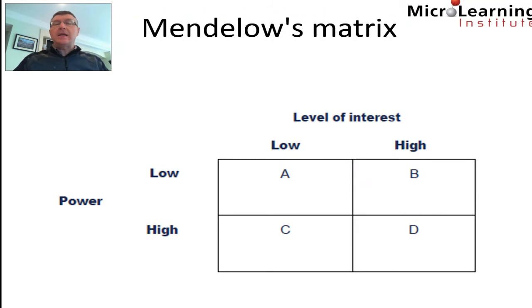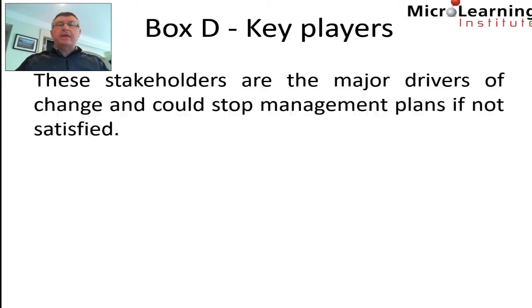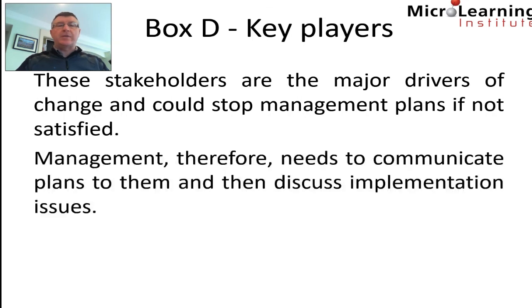Finally, let's have a look at the key stakeholders, who are the guys in box D. And we can see that these stakeholders possess high power and also possess high levels of interest in the strategy being pursued. Mendelow refers to these types of stakeholders as key players in the strategic direction of the organization. These stakeholders, they're the major drivers of change, and they could stop management plans if they are not fully satisfied with the strategy. Management therefore need to communicate plans to these stakeholders and then discuss the implementation issues until all parties are satisfied.